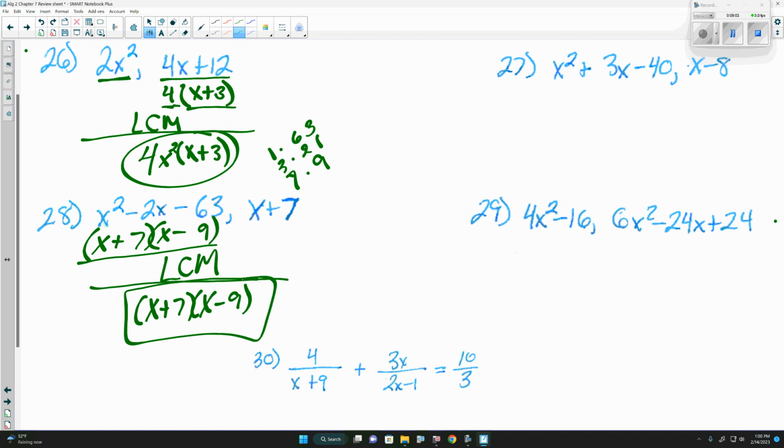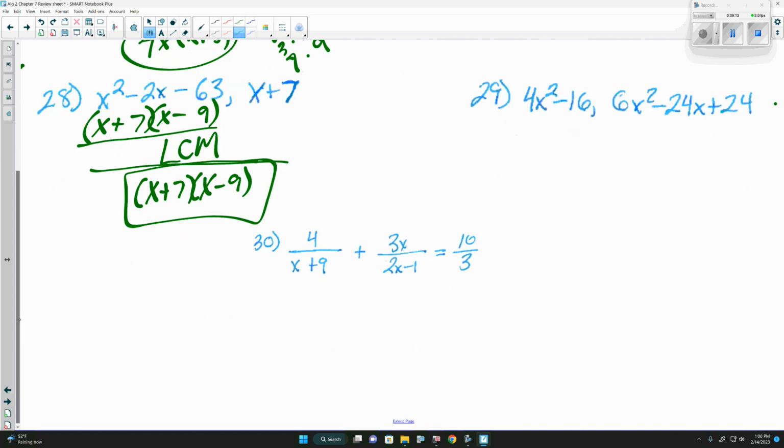Do we need to see another example of one of these with 27 or 29? Sure. 30 won't show up. 30 is just saying what is the least common multiple between those 3 terms. So you're not actually solving anything for that there. And this would just be 3 times 2x minus 1 times x plus 9. It would just be the 3 denominators.